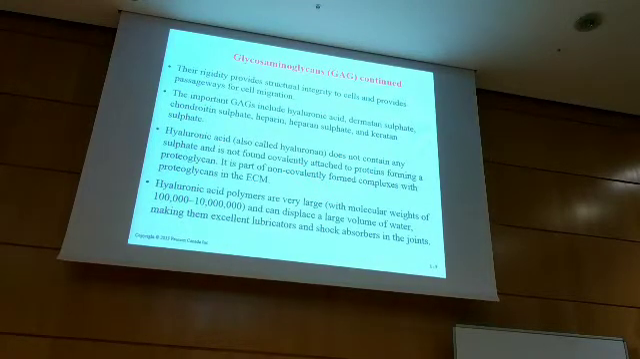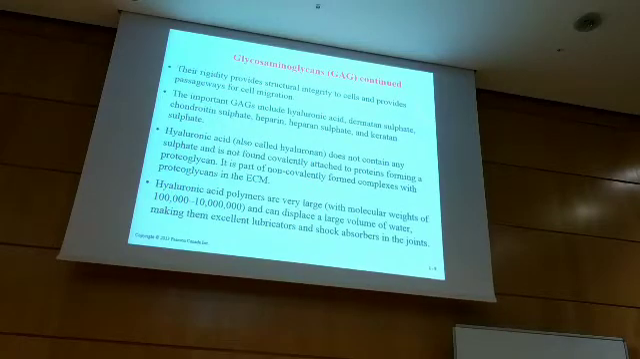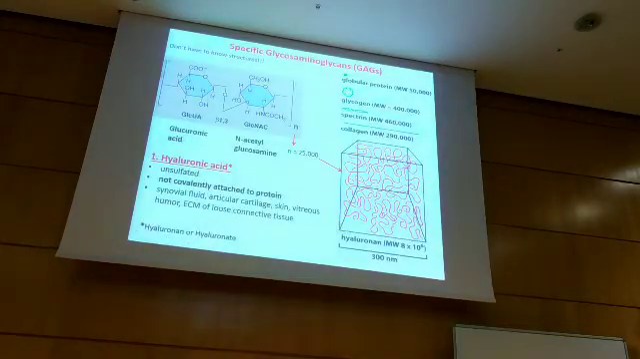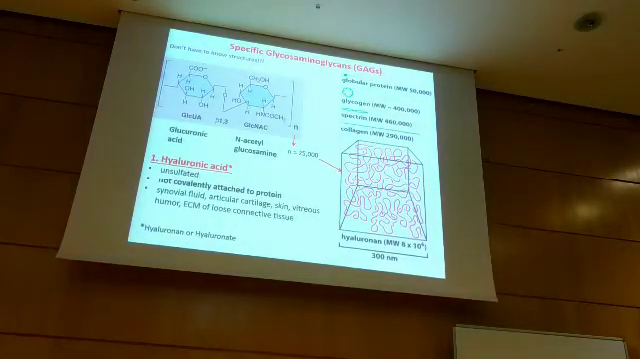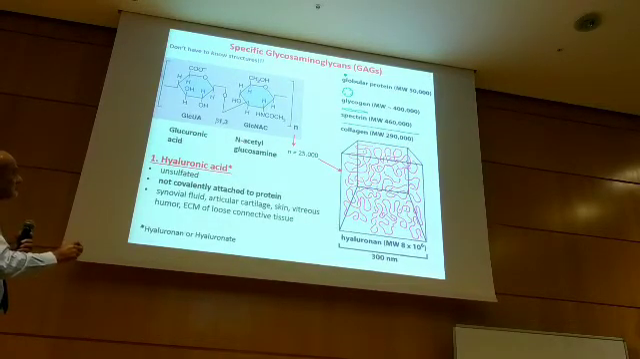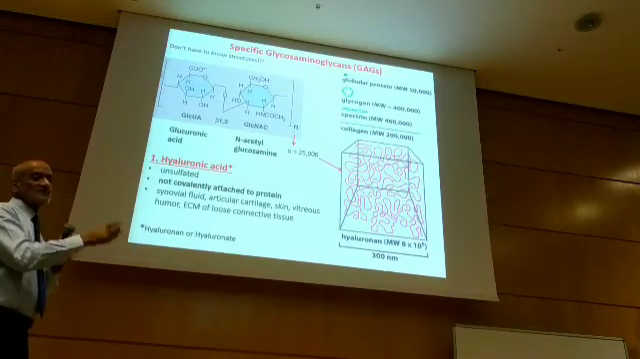Again, hyaluronic acid or hyaluronan does not contain any sulfate. And let's go to that. So there's my disaccharide unit for hyaluronic acid. It's made up of glucuronic acid attached to N-acetyl glucosamine, repeated 25,000 times.